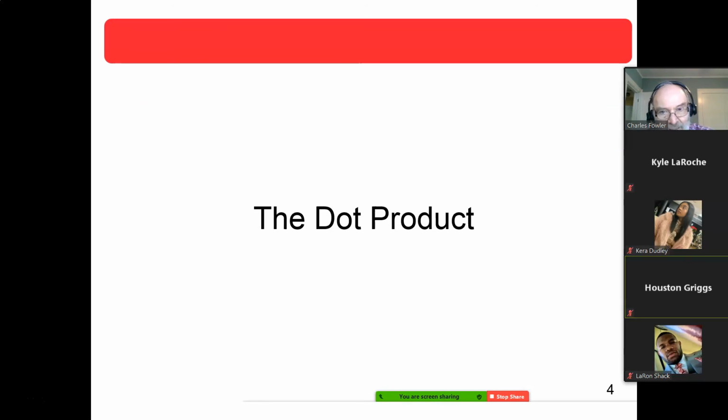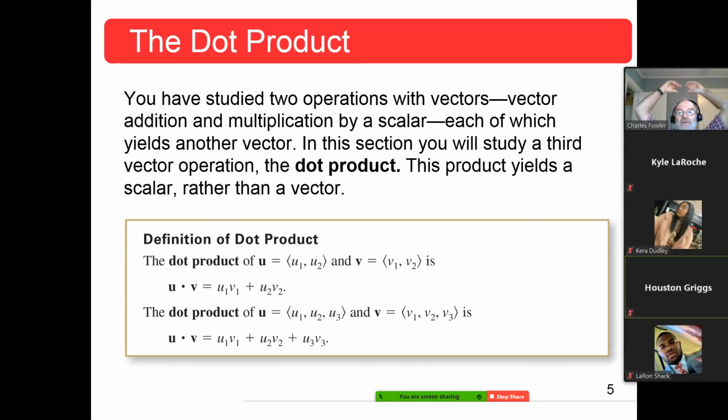So let's start with the dot product. You have studied two operations with vectors: vector addition, which you can say addition or subtraction, and scalar multiplication, multiplication by a scalar, each of which yields another vector. In this section, we'll study a third vector operation, the dot product, but this dot product yields a scalar rather than a vector. Okay, rather bizarre, multiplying two vectors together and getting a scalar answer. Okay, and that's called a dot product.